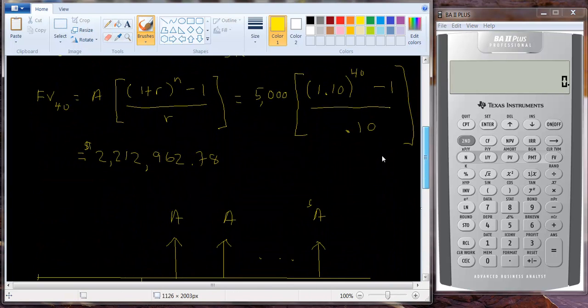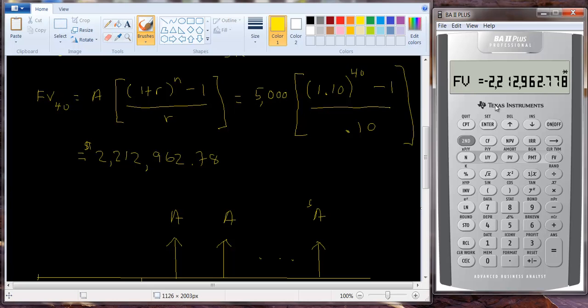But let's go back and see if I did all of this correctly. Okay, here was the first case. Okay, clear our time value of money worksheet. We have an annuity of $5,000, so that's the payment. We know we have 40 periods, interest rate of 10%, and we were solving for the future value. So let's compute future value, and we get 2,212,962 and 78 cents. So that's perfect. That's exactly what we had.